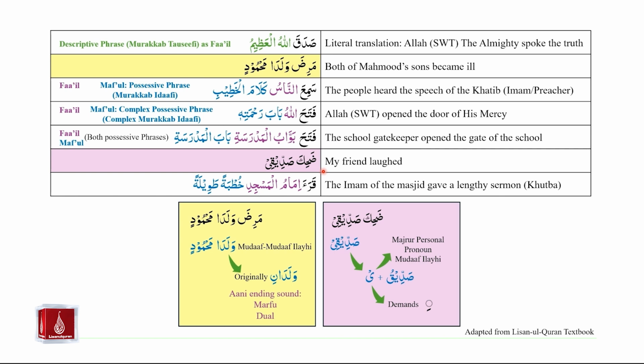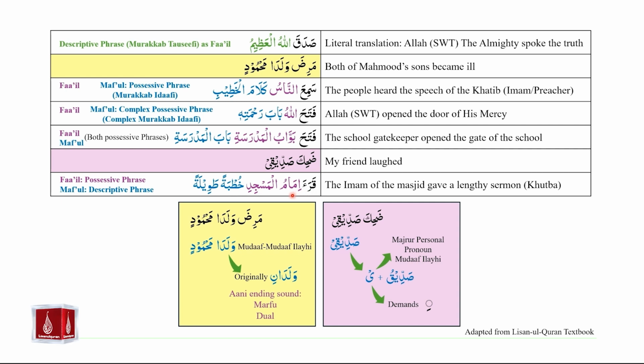Let us look at this example in more detail. In the case of dahika sadiqi, sadiqi is a combination of mudaf and mudaf ilayh. Sadiqi is a combination of sadiqu and ya. Ya is the majroor personal pronoun which is used as mudaf ilayh. We know that this ya demands kasra before it. That is why we are not going to say sadiqu plus ya, but in this case sadiqu will accept kasra and the final result will be sadiqi.